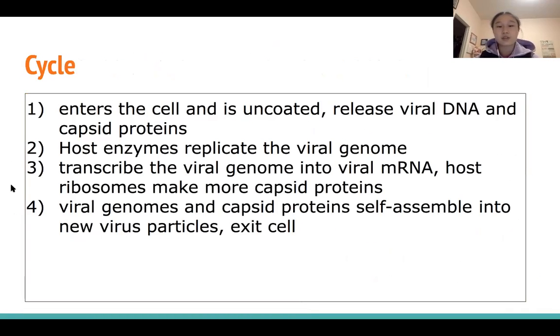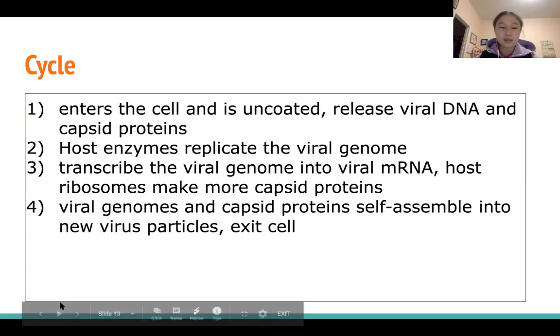First, the virus enters the cell and it gets uncoated. Then it releases viral DNA and capsid proteins. Secondly, the host enzymes replicate the viral genome. Third, these host enzymes transcribe the viral genome into viral messenger RNA, and the host ribosomes make more capsid proteins. Lastly, the viral genomes and capsid proteins self-assemble into a new virus particle, and then they exit the cell.